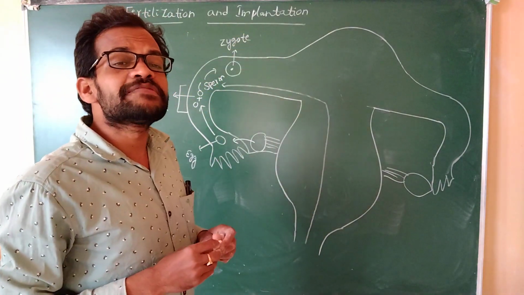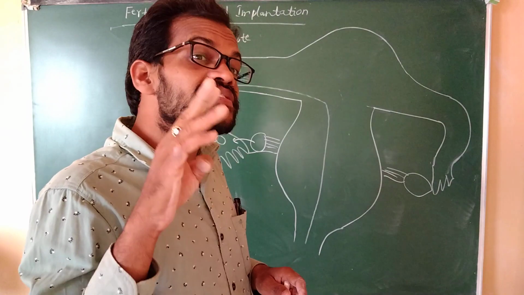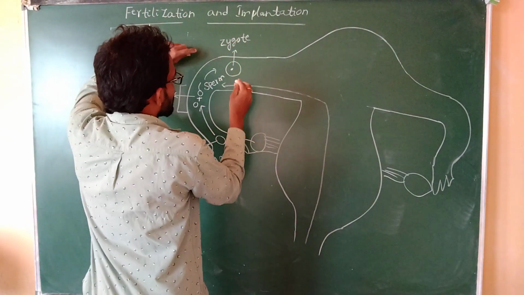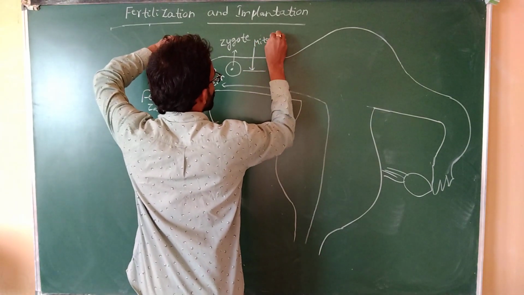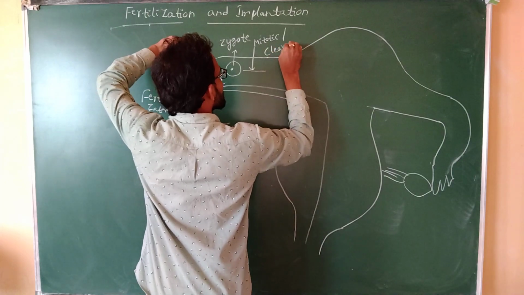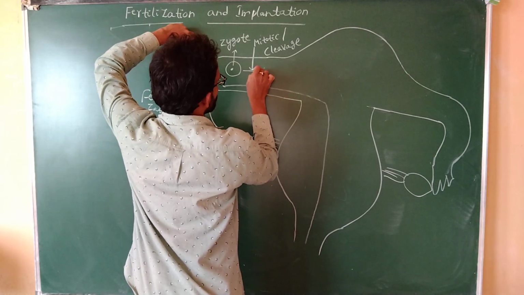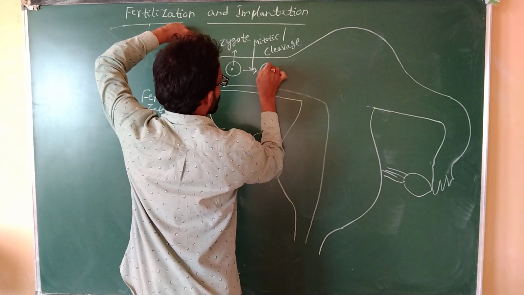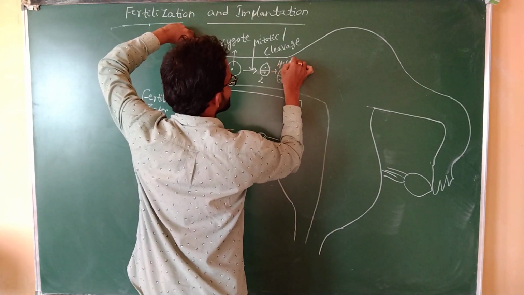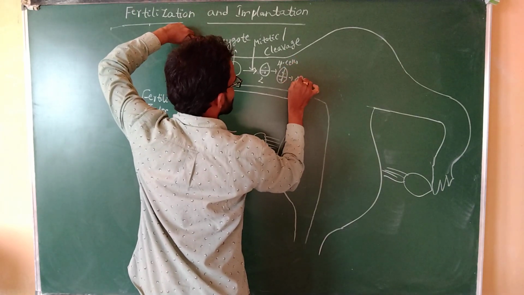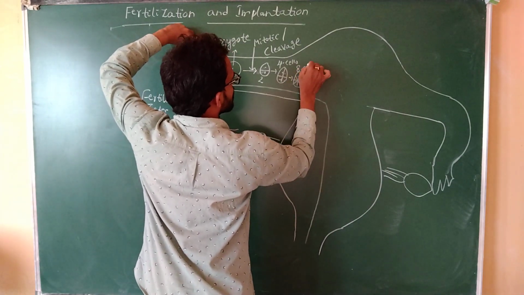This zygote undergoes cyclical changes. It participates in mitotic division and continuously divides. It produces 2 cells, 4 cells, 8 cells. Mitotic division here is called cleavage. Cleavage means continuous division. The zygote divides into 2 cells, then 4 cells, then 8 cells.